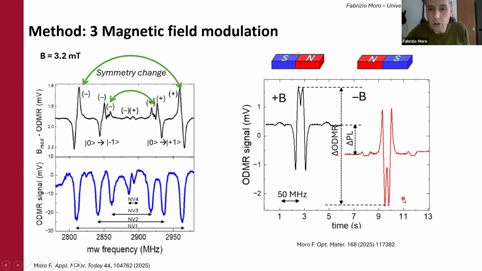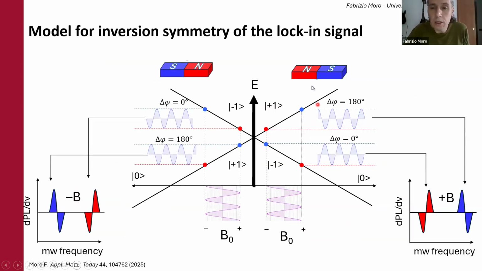Now, if we switch the polarity of the magnet, the energy levels are swapped. Therefore, the signal that was first scanned from low frequency to high frequency is now reversed, and so are their phases. And therefore this leads to a spectrum which now completely mirrors the one recorded with the opposite polarity.